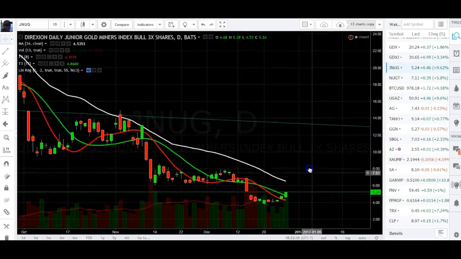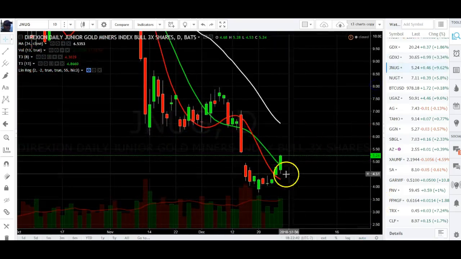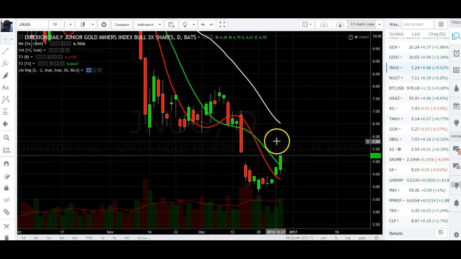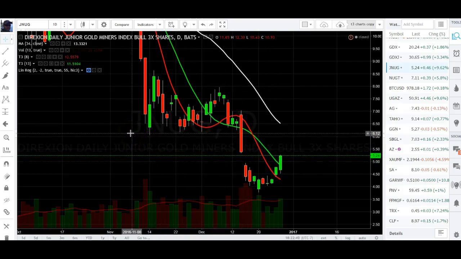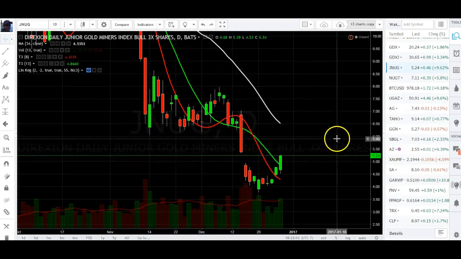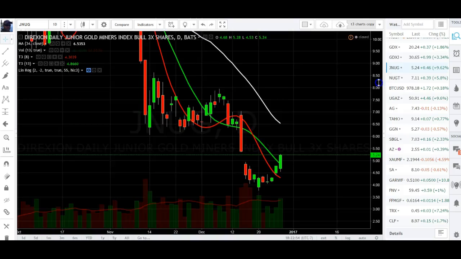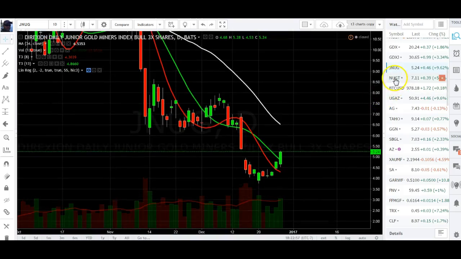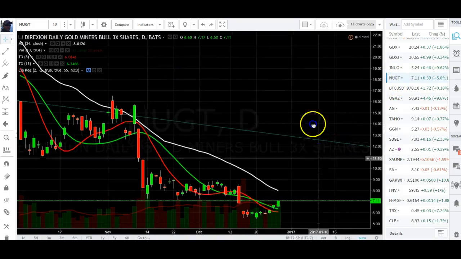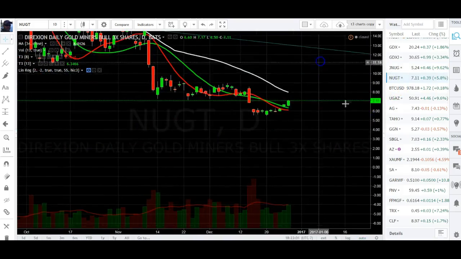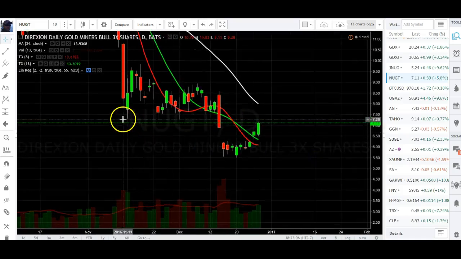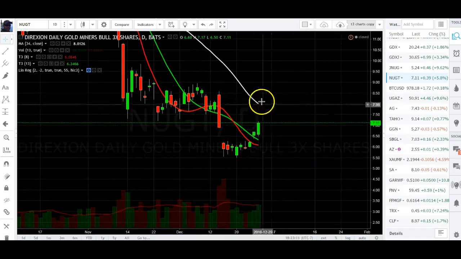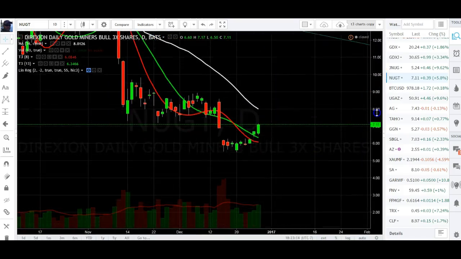J-Nug. Pretty nice churn right there. It whipped. It's got resistance at the gap. Got resistance up here. Lots of work to do, but it looks like it's closing on its highs. I mean, what can you say? Nugget, same thing. Charging upwards. Look at that previous low right there, right where the SMA is.